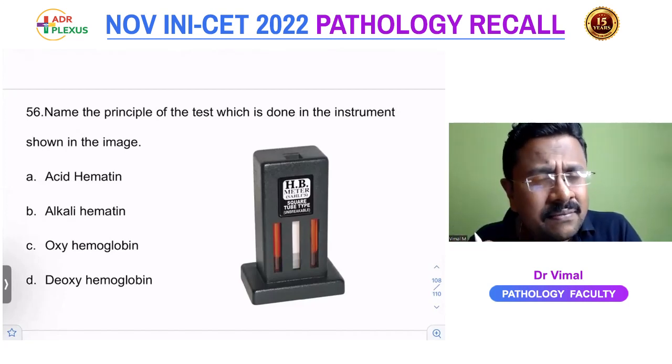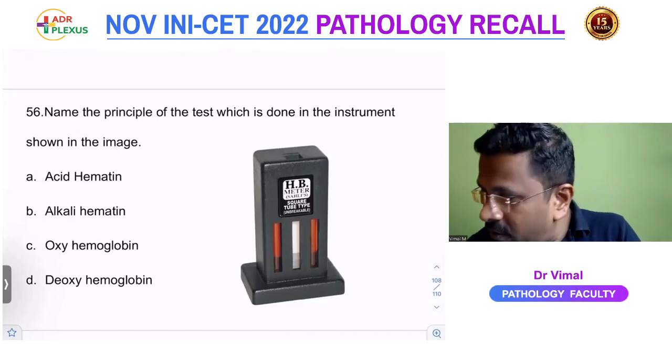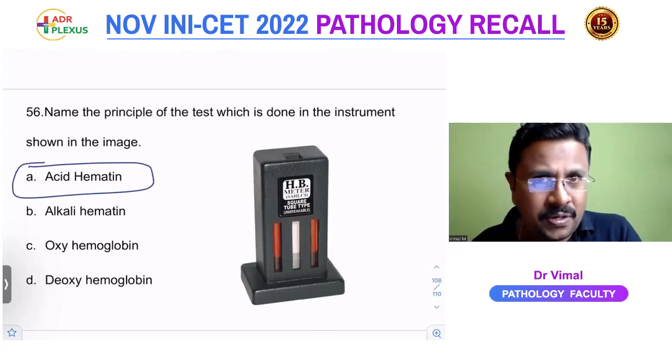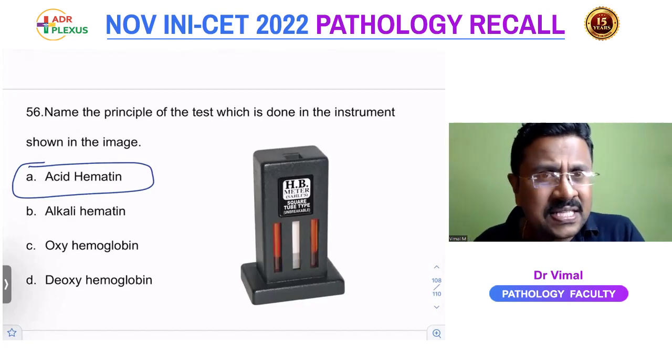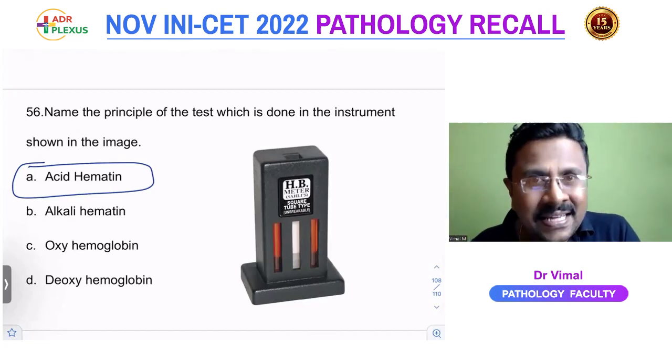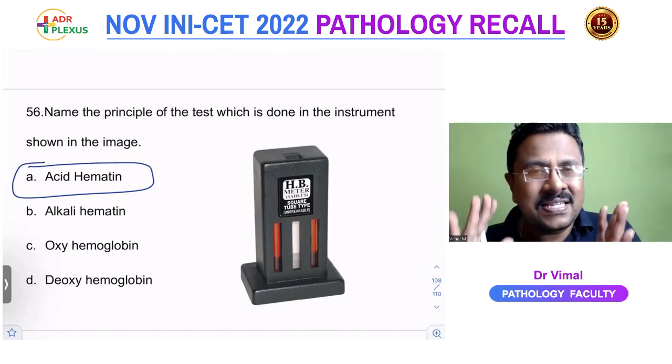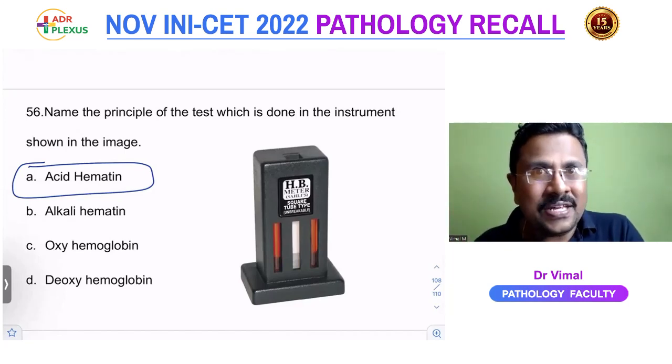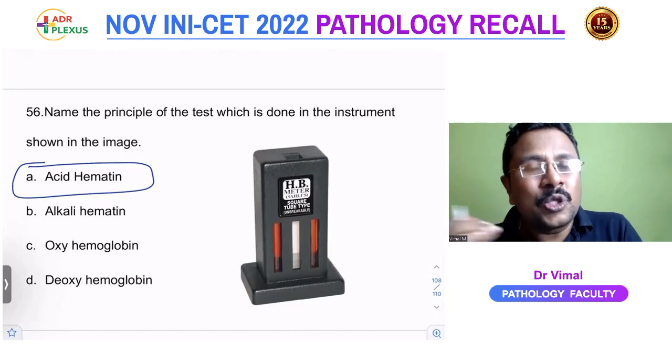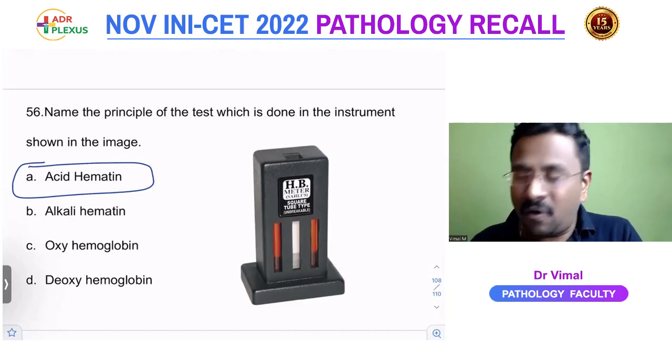Why do we wait for 10 minutes? Because the principle is you want the acid hematin formation. You want to study the acid hematin. So the answer for this is Sahli's hemoglobinometer. That is something we learned in the first year, and they asked it in our INICET exams. So it is the acid hematin formation.